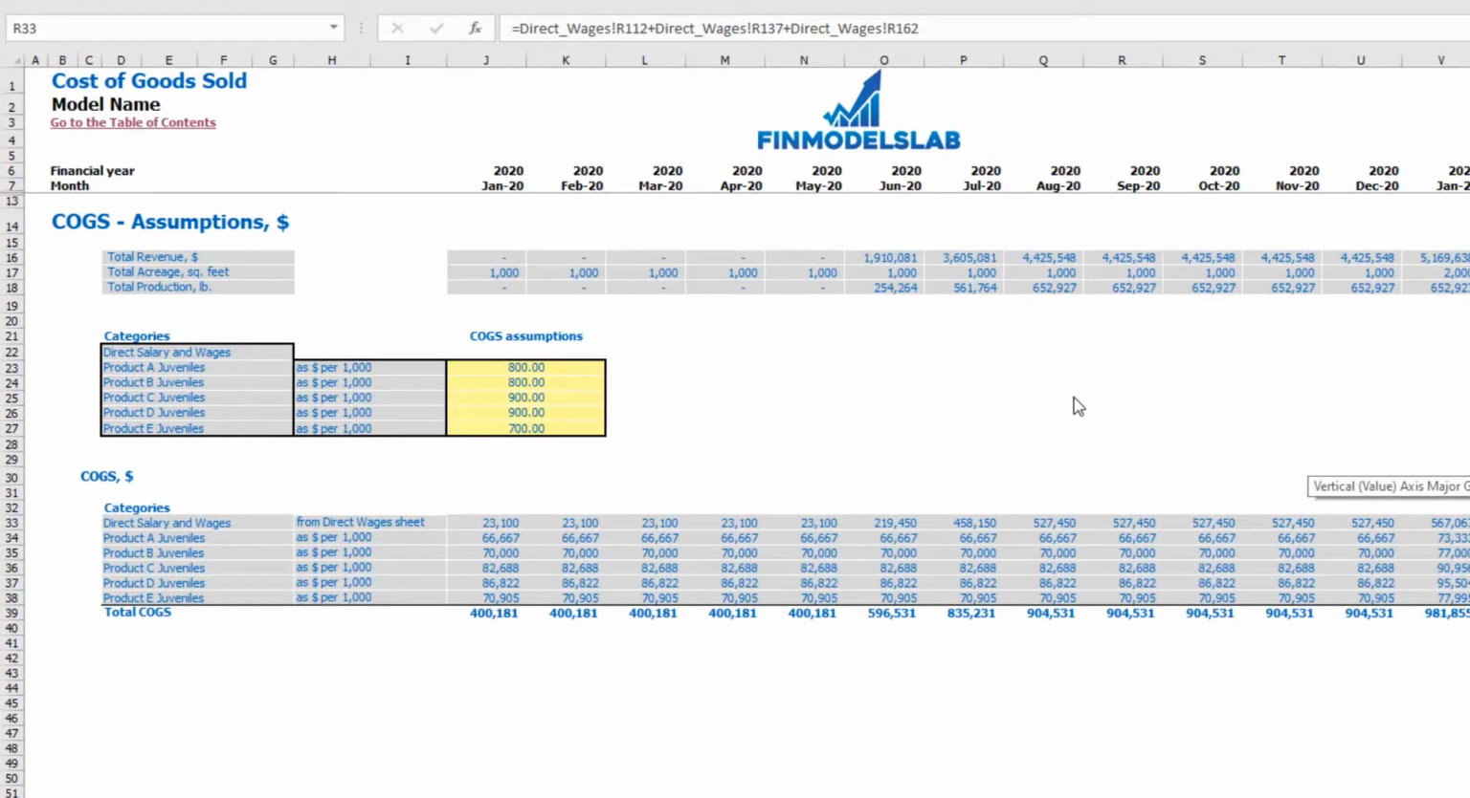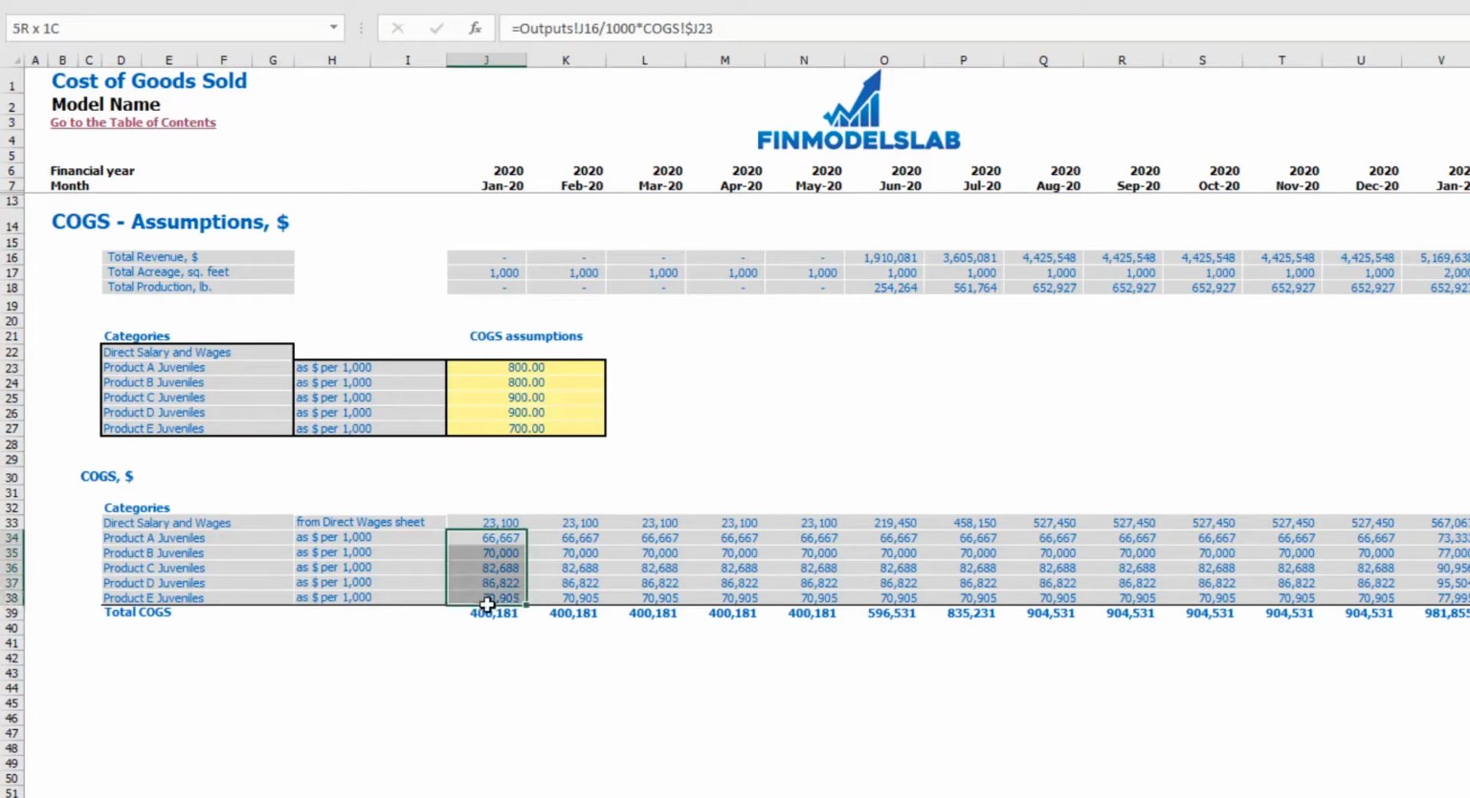On the cost of goods sold tab, you may see 6 categories which are already predefined. On the top you may see direct salaries and wages, which are driven by assumptions from the direct wages tab. You may see the calculations in here by months on this line. And you have 5 categories for cost of goods sold for juveniles as dollars per 1000. And on the top you may see the amount of total revenue, total acreage and total production.